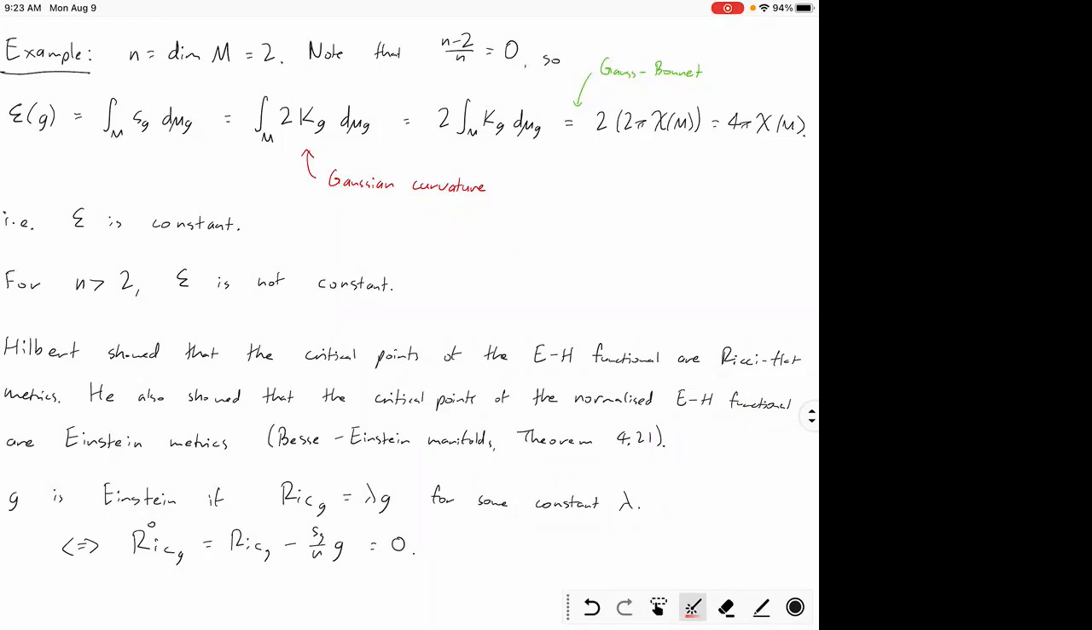So Einstein is a generalization of Ricci flat. You can think of Einstein as constant Ricci curvature, and Ricci flat is constant equal to 0.